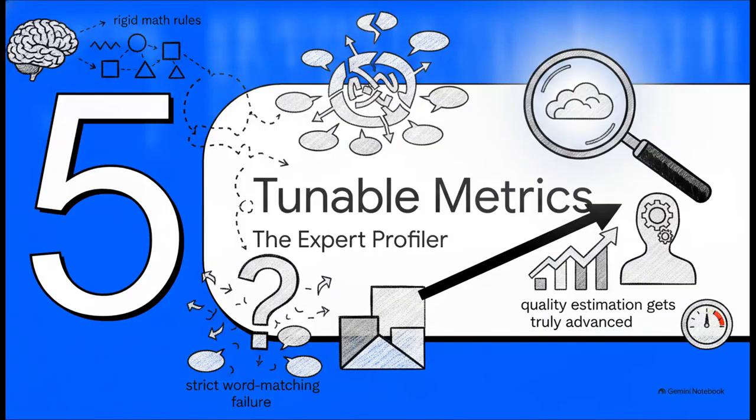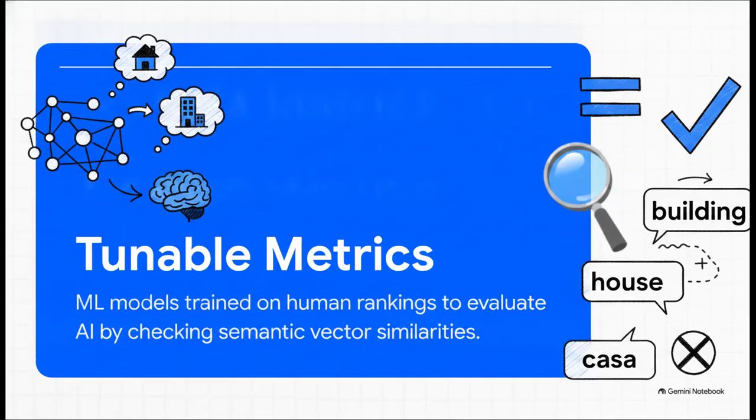Moving into section 5, tunable metrics and Comet Kiwi, the expert profiler. Because rigid math rules and strict word matching can sometimes fail to capture true semantic meaning, we bring in an expert profiler, tunable metrics. This is where quality estimation gets truly advanced. So, what are they? Tunable metrics are actually machine learning models trained on human rankings to evaluate other AI systems. They do this by dynamically checking semantic vector similarities. Basically, they use embeddings to understand that translating the word house into building is actually a highly accurate response, rather than blindly flagging it as a mismatch error just because the literal characters don't match.